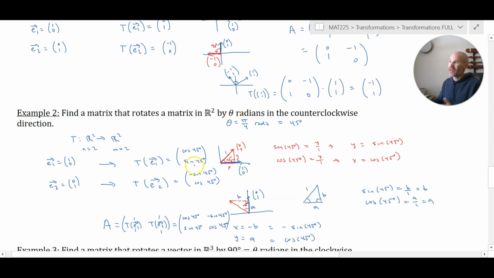Now, if you just replace these angles with theta, then they will perform any angular rotation that you want. So if you replace theta with pi over 6, that would give you a 30-degree rotation. And all you would have to do is change the 45 degrees to 30 degrees, and it would perform that transformation for you.